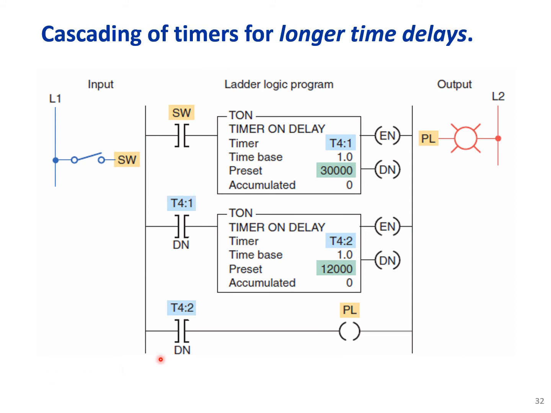So in this case, you see that we are using one timer with 30,000 seconds and the second one with 12,000 seconds for the preset time, and we are enabling the second timer with the downbeat of the first timer, and finally we are using a downbeat of the second timer to control the pilot light. Simply, this pilot light will go on after 42,000 seconds when we turn on this switch, of course.